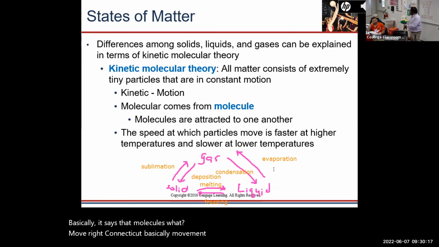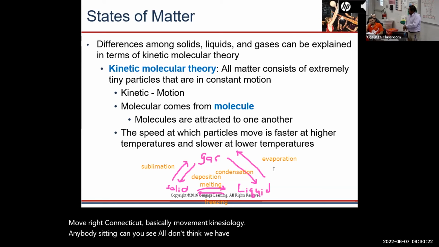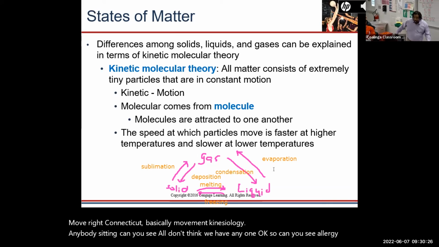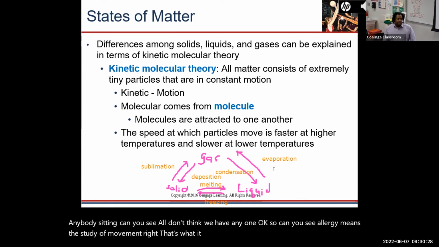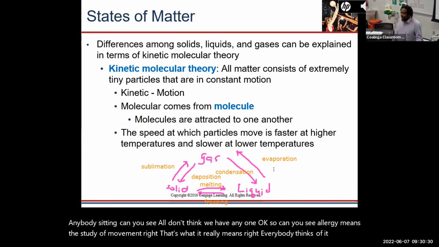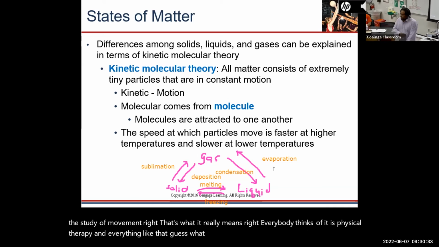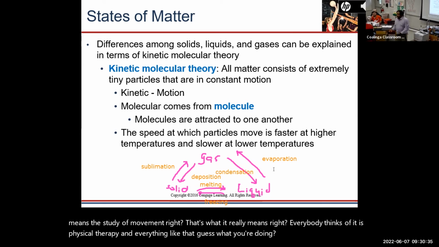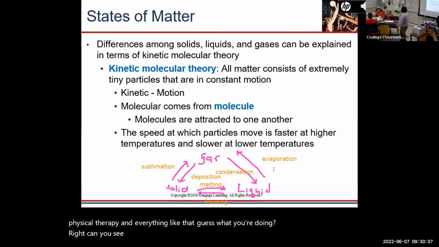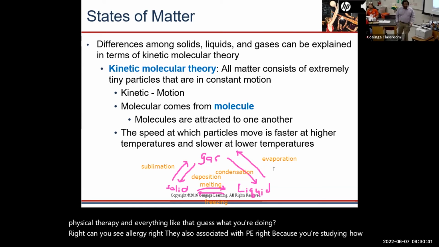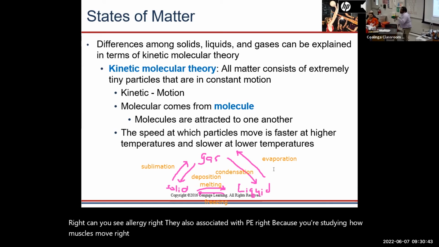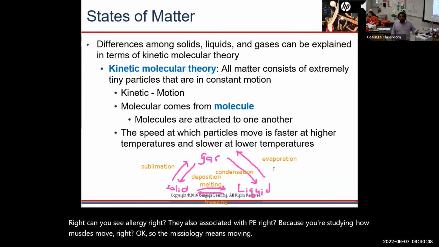Kinesiology. Anybody studying kinesiology? I don't think you have it. One. Okay, so yeah, kinesiology means the study of movement, right? That's what it really means. Everybody thinks of it as physical therapy and everything like that. Well, guess what you're doing? You're studying how muscles move, right? They also associate it with PE, because you're studying how muscles move. Okay, so kinesiology means movement. Kinetics means movement. Okay, that motion.